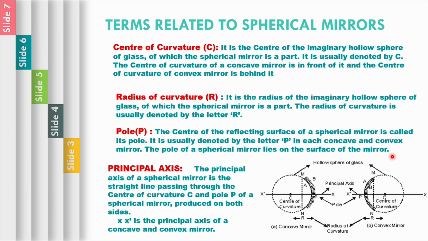Next, principal axis. What is the principal axis? It is an imaginary line passing through the center of curvature and pole of a spherical mirror, produced on both sides. In both cases, X dash, see here in the diagram, X dash is the principal axis of a concave and convex mirror.